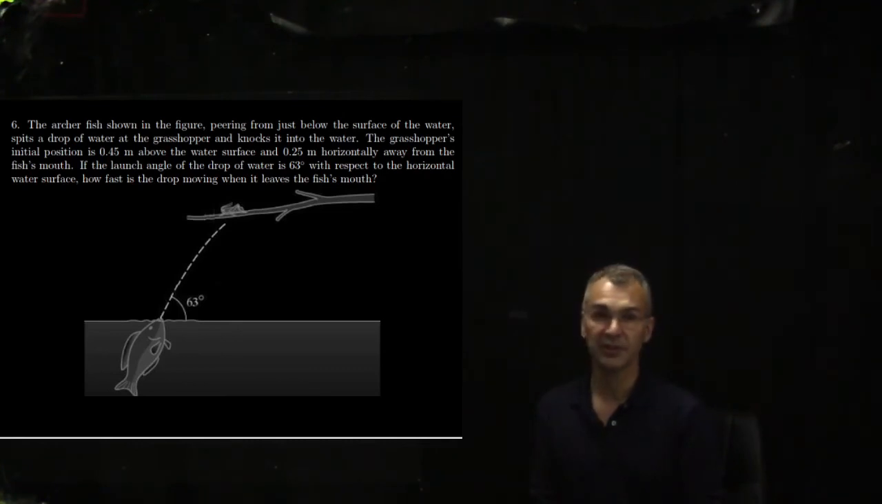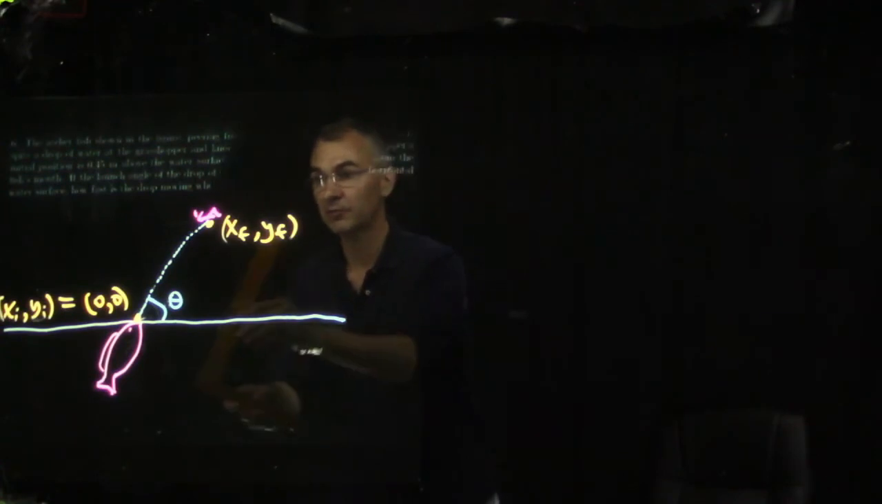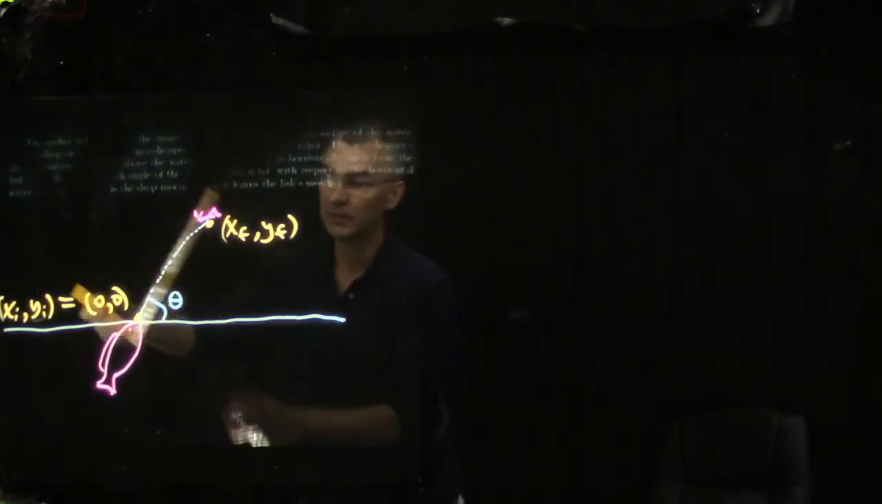The grasshopper's initial position is y initial vertically and x initial horizontally. And if the launch angle of the drop of water is theta with respect to the horizontal, how fast is the drop moving when it leaves the fish's mouth? In other words, how fast does the fish have to spit a drop of water in order to hit the target?